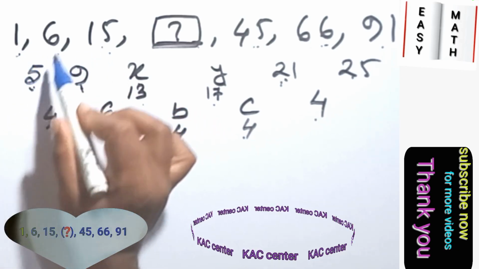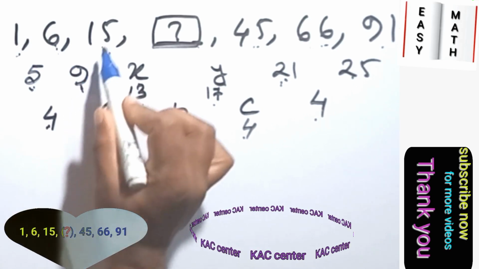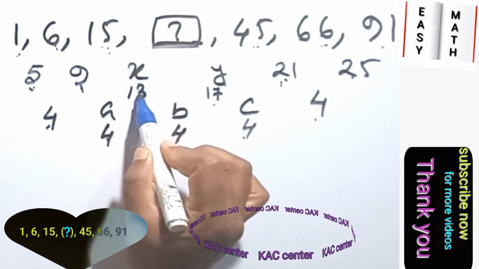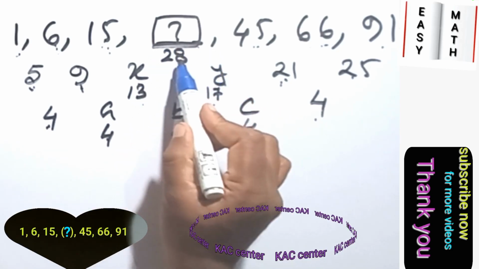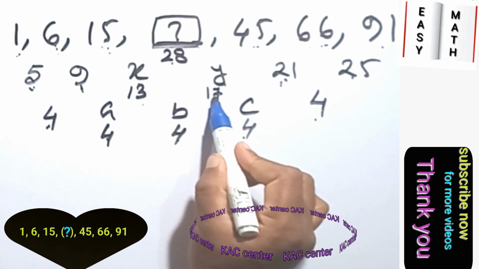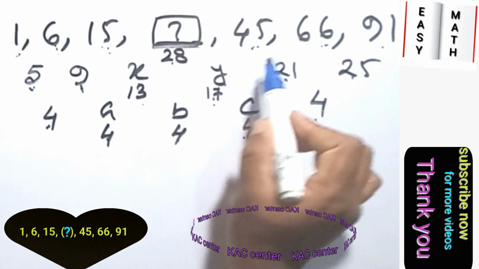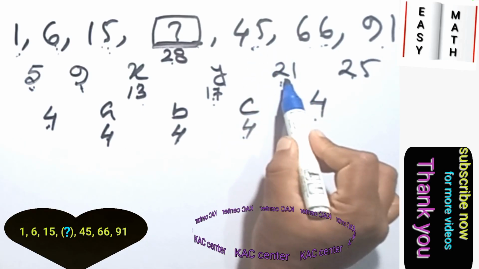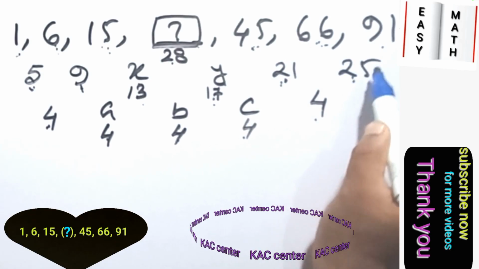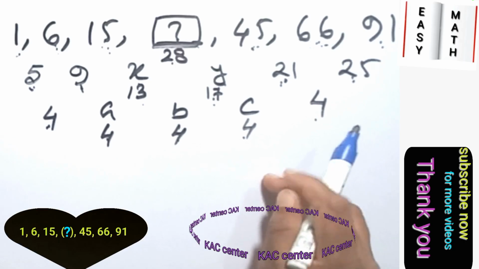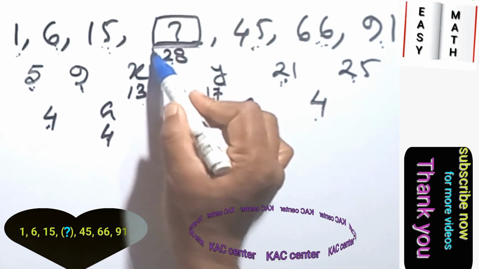1 plus 5 is 6. 6 plus 9 is 15. 15 plus 13 is 28. So 28 plus 17 is 45. 45 plus 21 is 66. 66 plus 25 is 91. So the missing number is 28.